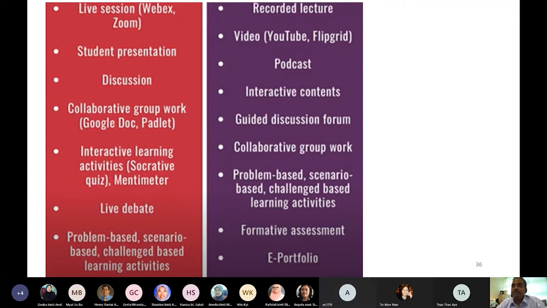Now, what about something very popular and getting more popular in asynchronous? Anyone can think of what it is? These are all the different ways of how you can engage your students using asynchronous mode. But one thing that is not there, which is getting very popular at the moment, is WhatsApp.